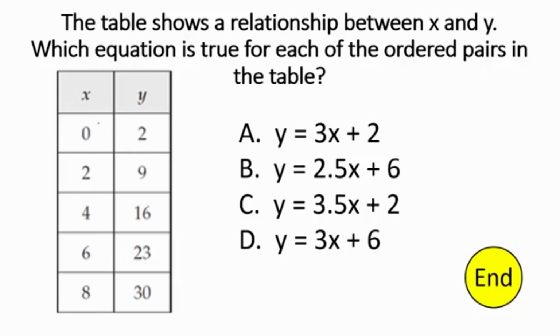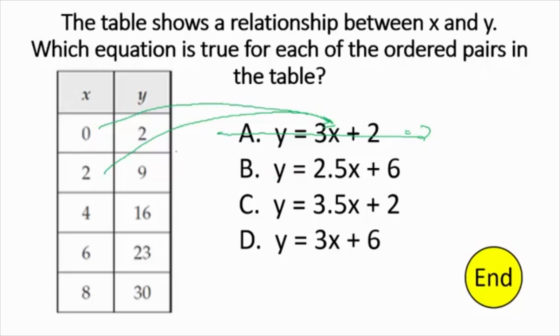If I start with this 0, 2, this 0 for x, 2 for y, and I plug that 0 in here and solve: 3 times 0 plus 2 equals 2, which actually is true. Problem is, when I plug this 2 in here, I get 6 plus 2 equaling y, which would be 8, and that is not true here. So we know that A does not work for at least that one, so we throw that out. So we move on to B.